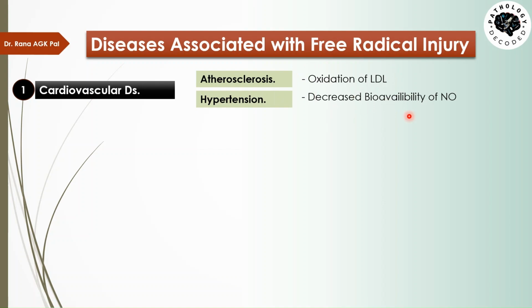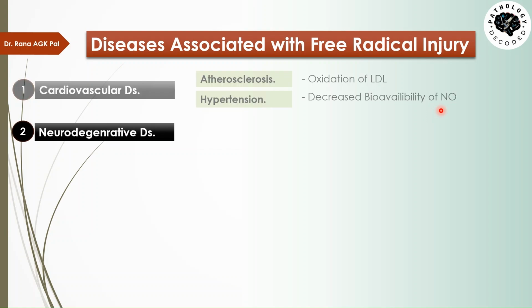Hypertension, like I told you, nitric oxide causes vasodilatation, and decreased bioavailability of nitric oxide will lead to increased blood pressure, causing hypertension. Many degenerative diseases are associated with free radical injury. Important ones are Alzheimer's disease, in which there is formation of beta amyloid plaques, and this is because of the damage of the free radicals to the proteins, causing misfolded proteins. So amyloid, etc. These are the storage disorders.